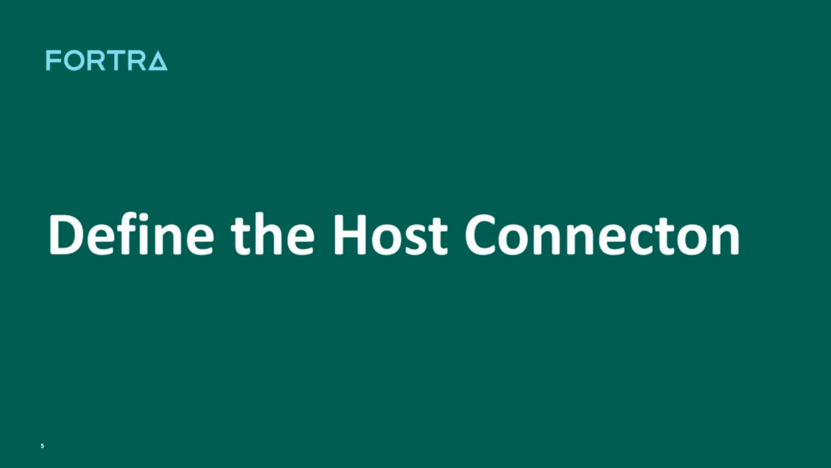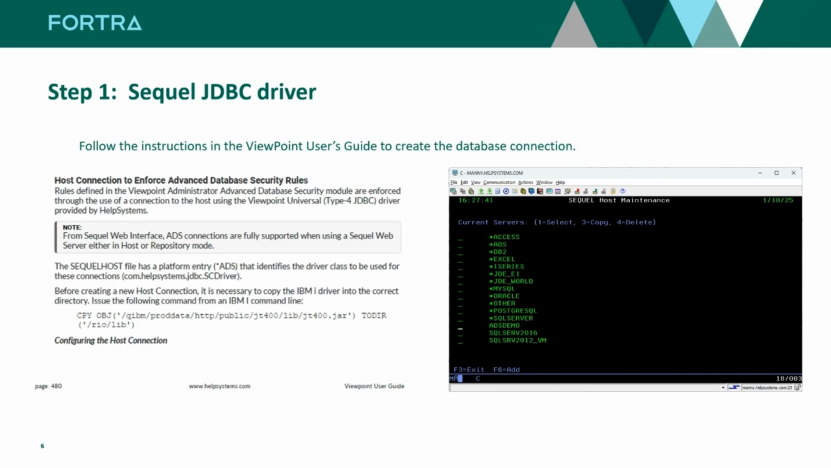So the first thing we need to do is define the host connection, and you can do that one of two ways. You can go to a command line and use the maintain host file command, or you can use the Viewpoint Administrator. But really, the first thing we need to do is copy the jt400.jar object into the real lib directory, the SQL directory. This is defined in the Viewpoint user guide in the appendix. So don't get too hung up on these steps. It's all defined in our documentation.